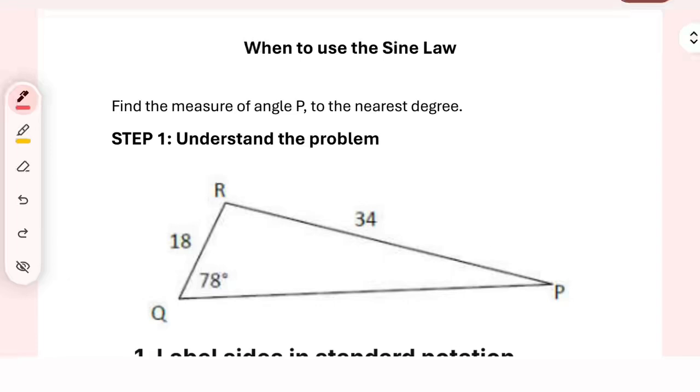This is our second problem involving the law of sine, or the sine law.